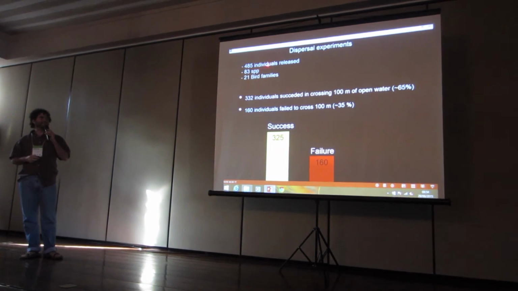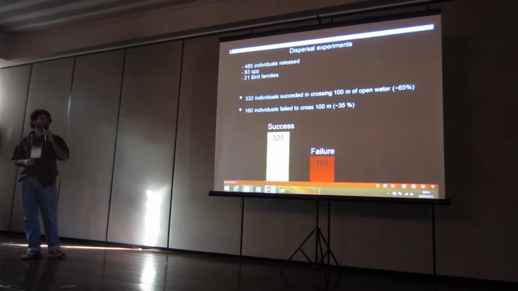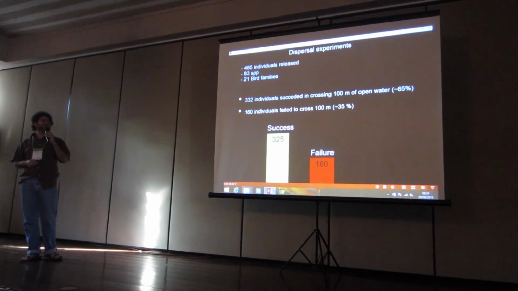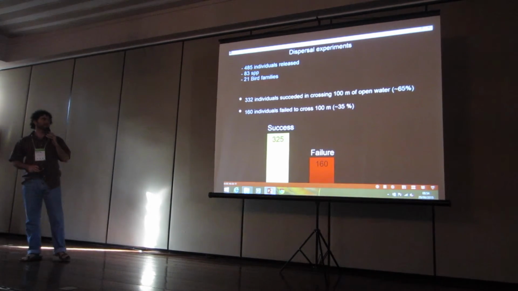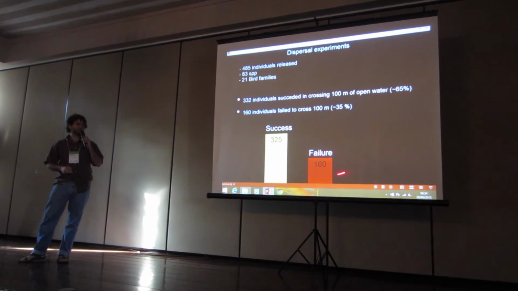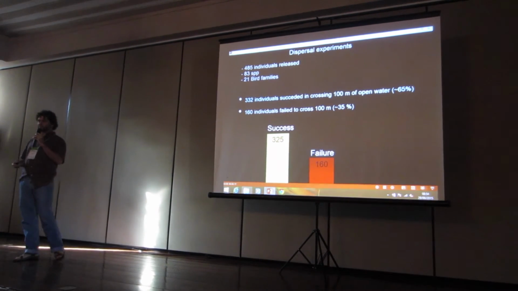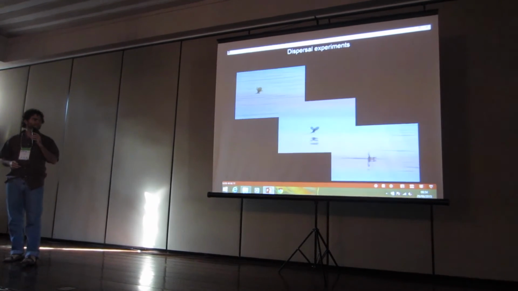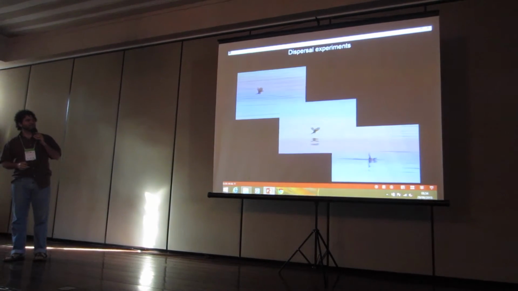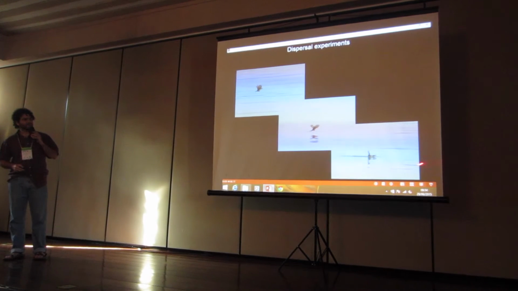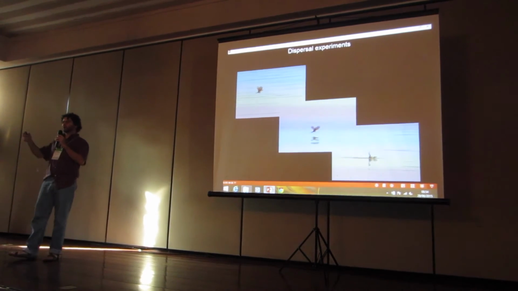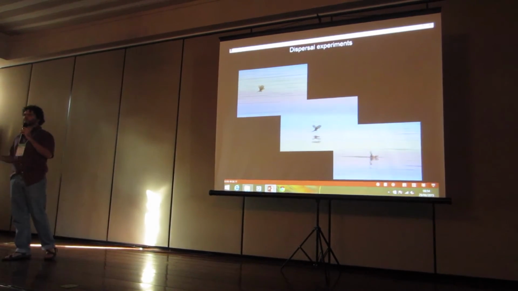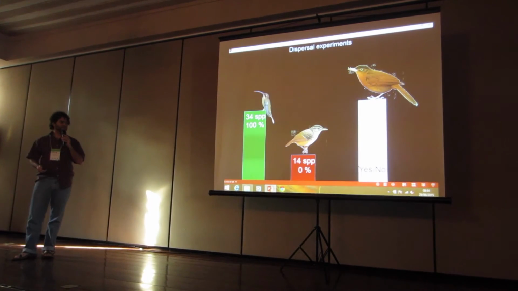Well, we have now released about 500 individuals of 83 different species from about 21 bird families. What we found is that a reasonable amount of birds, 35% of them, fail in crossing a single gap of 100 meters. And if you want to know what it looks like, this is how it goes. We go with the speedboat, we catch it, and we release it, and everybody's happy after that.